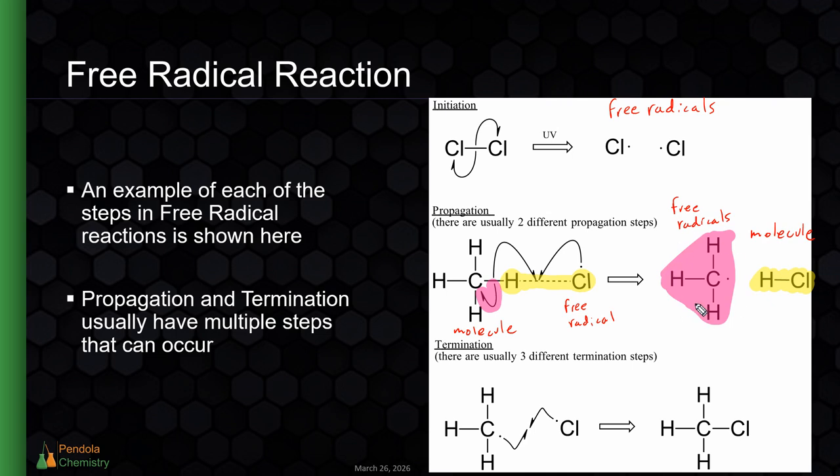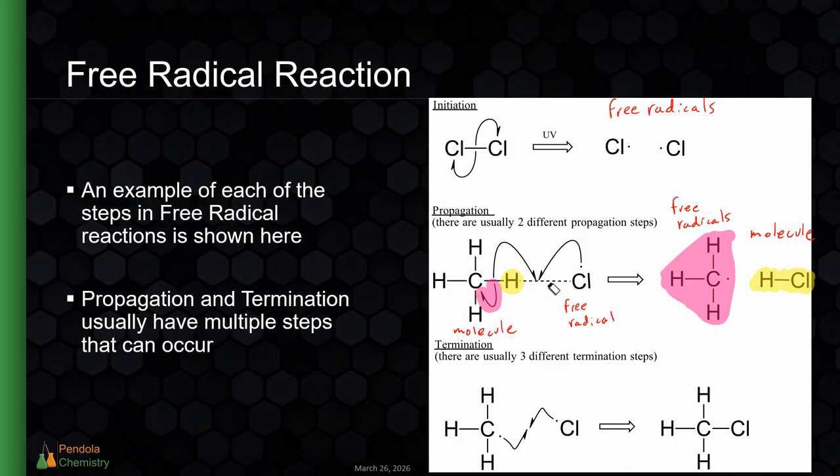This free radical that we created is now able to go react with another molecule, create another free radical and a molecule. That free radical can go and react with another molecule, and so on and so forth. That's why we call this a chain reaction. So the propagation step creates free radicals and a molecule from free radicals and a molecule.